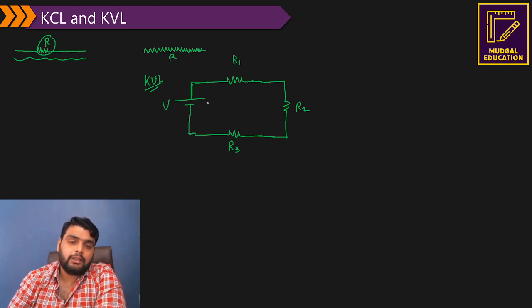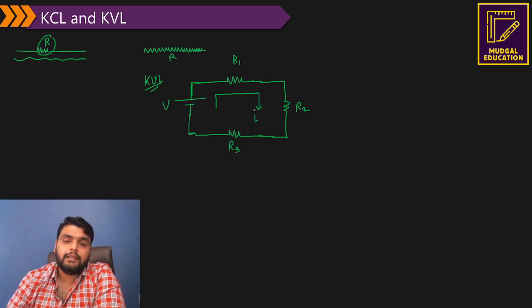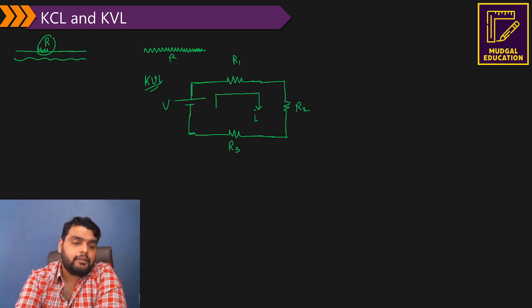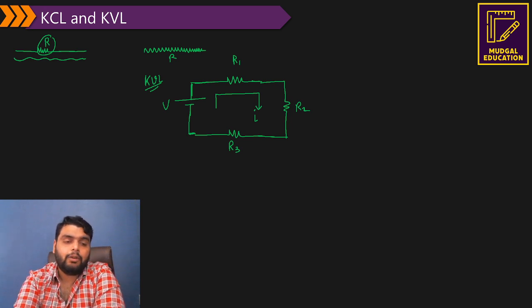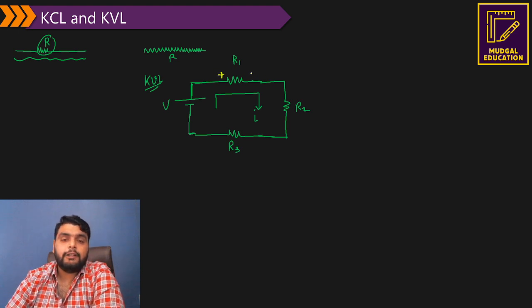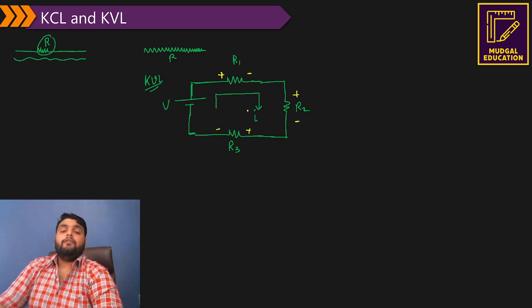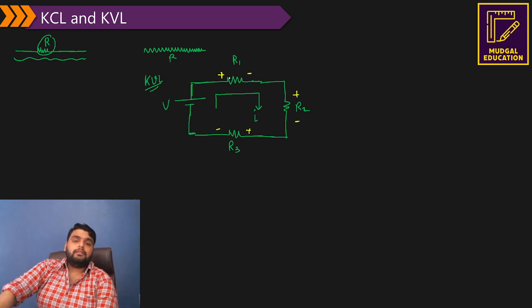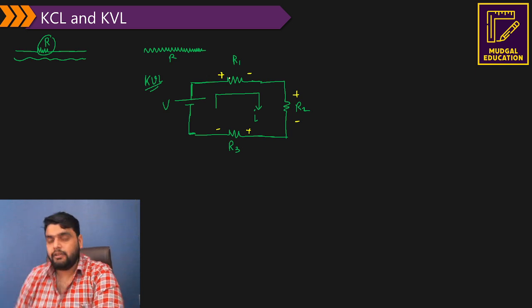But if you think logically here, the current will flow in this direction only. Now, if the current is going to flow in this direction, you have to apply the polarity. Always remember, across a resistor, current enters the positive polarity and leaves the negative polarity. For this resistor, positive, negative, positive, negative. Always, for a resistor, current enters the positive polarity and leaves the negative polarity.